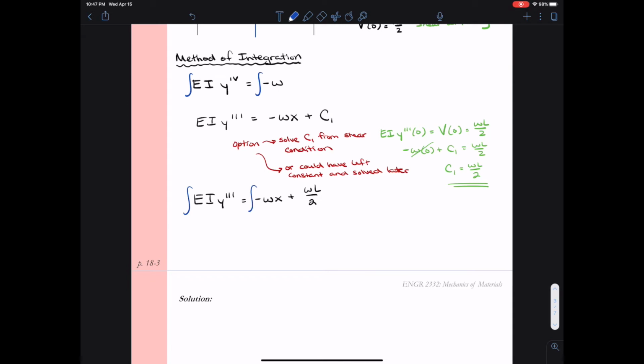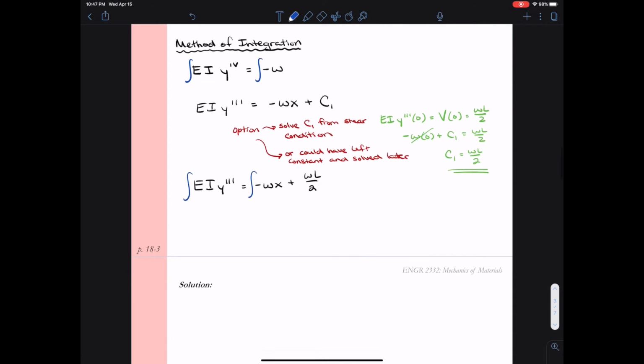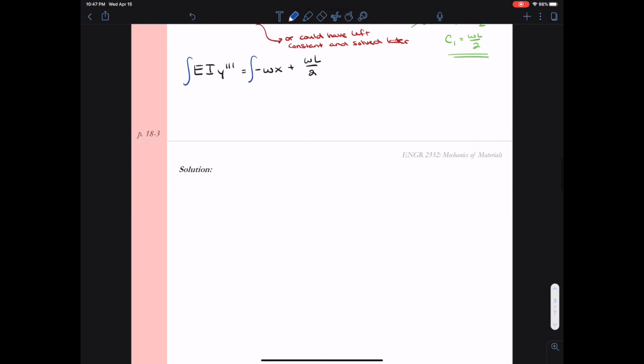All right, let's go ahead and integrate this equation. So if I integrate this equation, I'll move my answer onto the next page. That's going to give us EIY double prime equals, and then we just have to be good at our calculus. So this is just a regular integration of a polynomial: negative omega x squared over 2 plus, now omega L over 2 is a constant, so it's omega L over 2 times x plus C2, which is my new constant of integration.